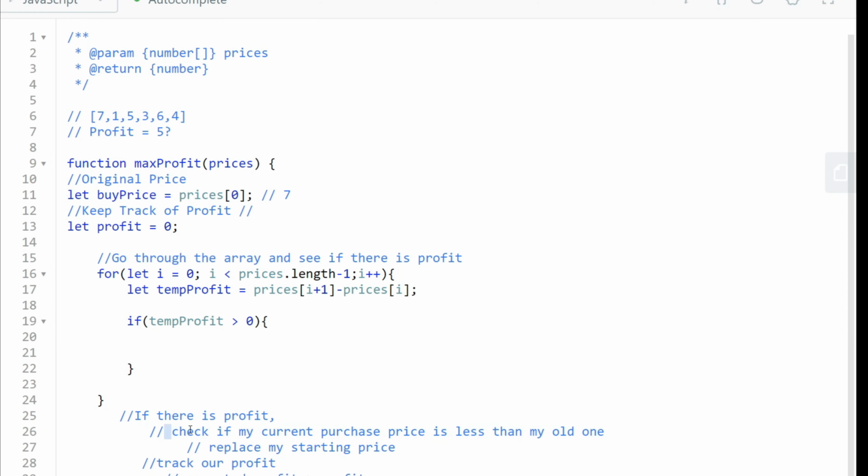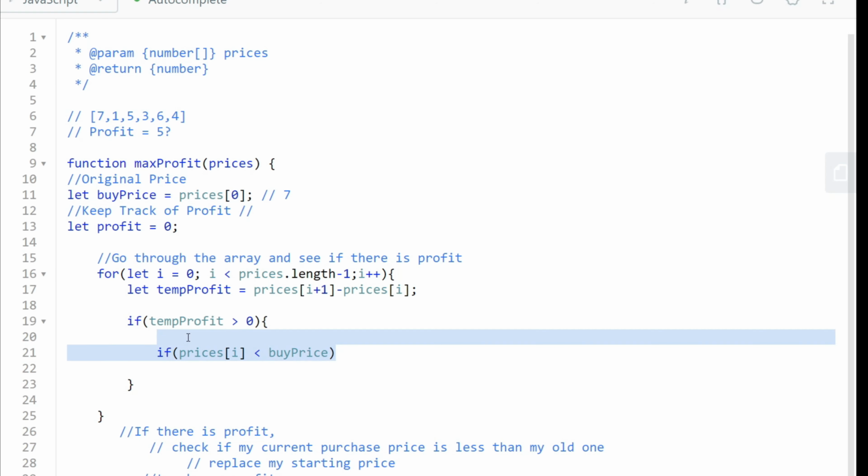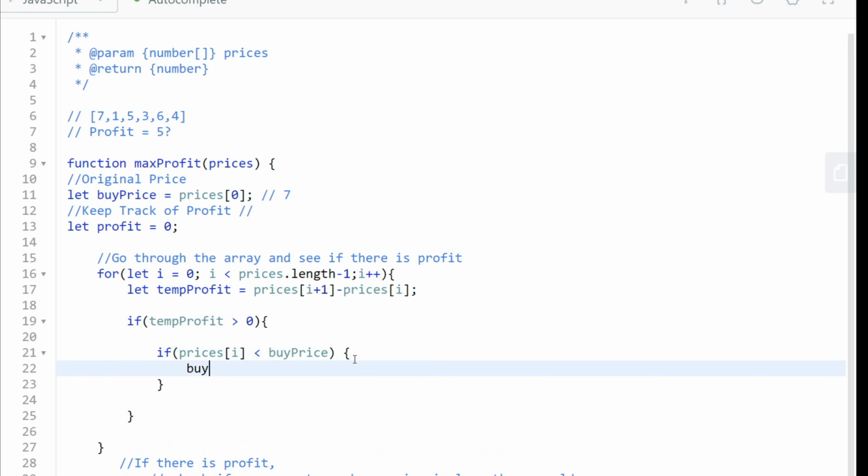So remember, what do we do here? Check if my current price is less than my old price, right? So I have to check what's my old price. My old price in here is 7, right? So I need to replace it. I need to check if my current prices at I is less than my original price, my buy price, right? If it is, well, let's swap it. So buy price will equal price at I, right?